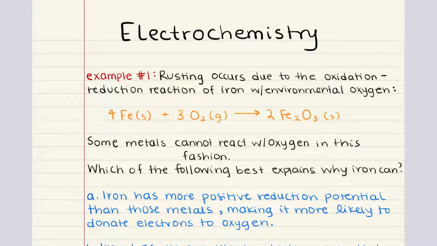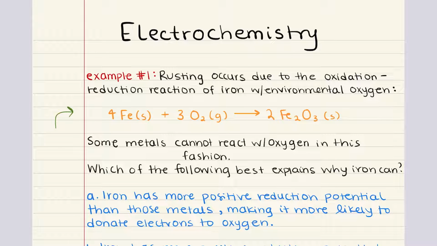Problem number 1 says rusting occurs due to the oxidation-reduction reaction of iron with environmental oxygen, and we're given the reaction here. Now some metals cannot react with oxygen in this fashion. Which of the following best explains why iron can?